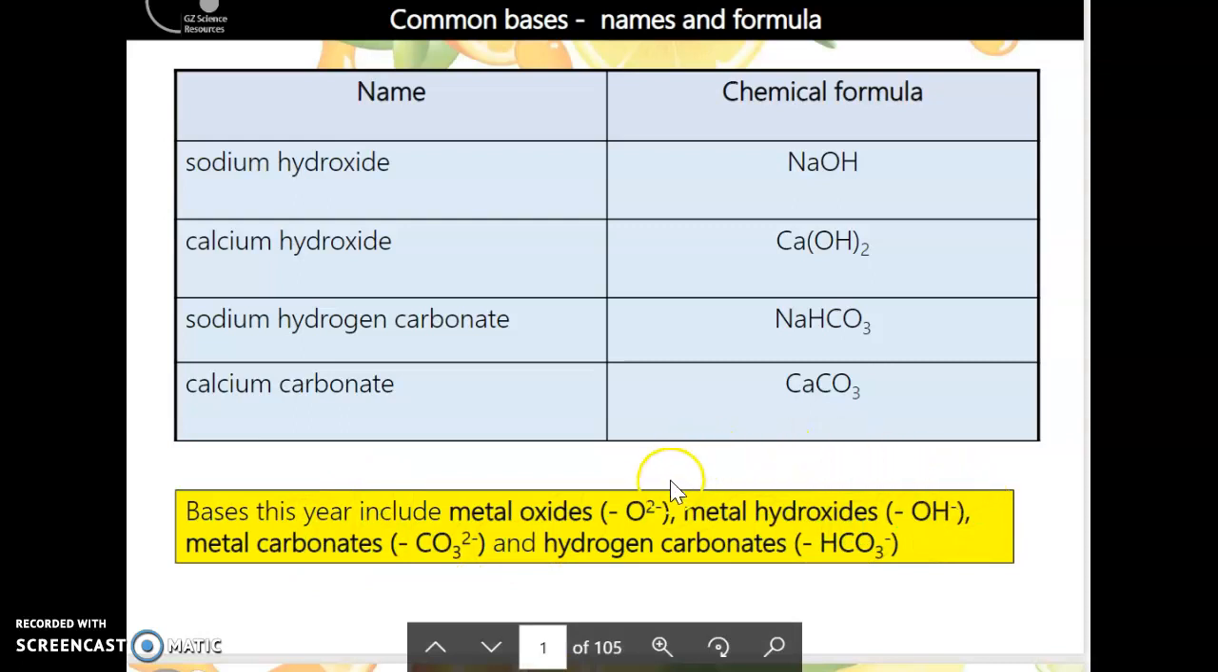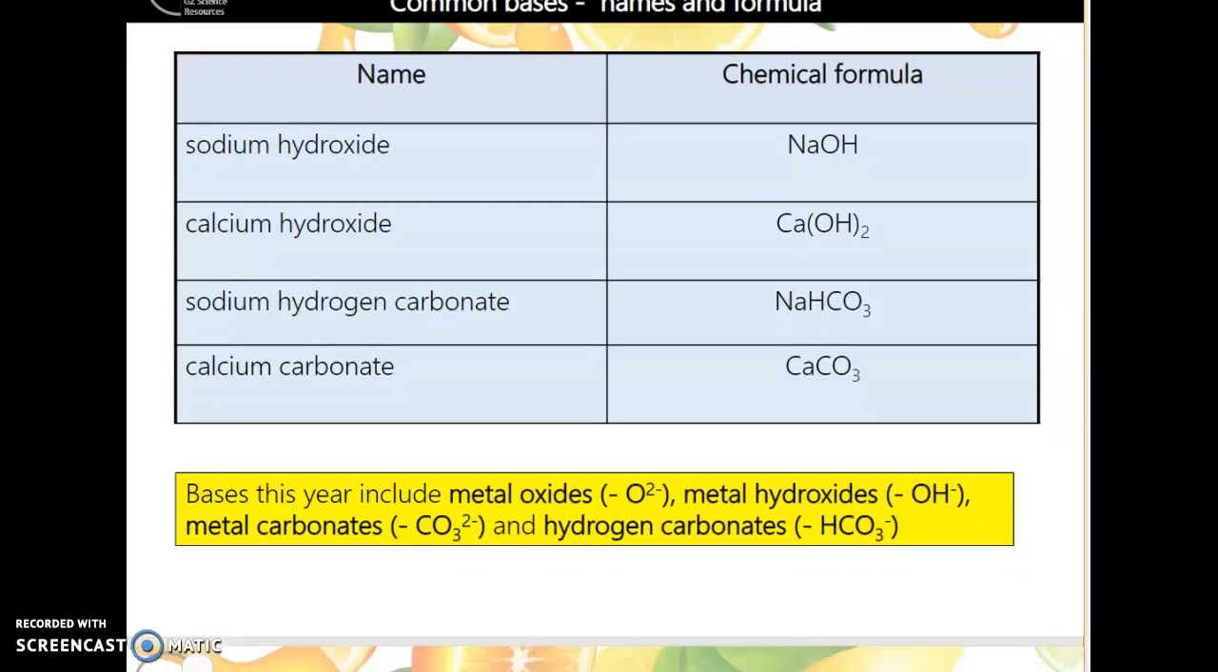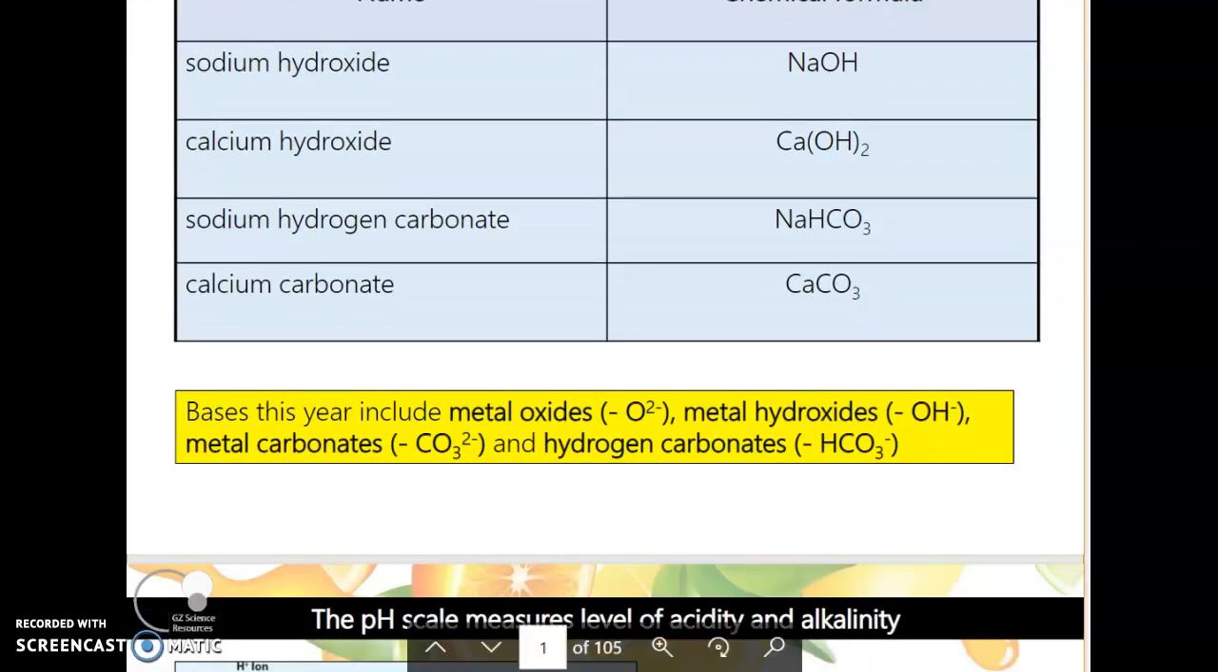The metal hydroxides will be the ones that you have to talk about in terms of how they react with H+ ions, and looking at the concentration of those OH- ions. For these other ones, you'll have to write word equations and symbol equations to show the interaction with acids. So that's it for now in terms of the properties of acids and bases.